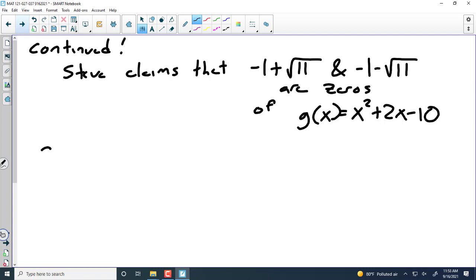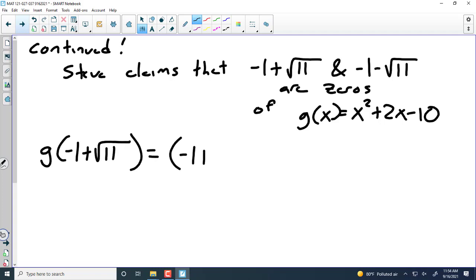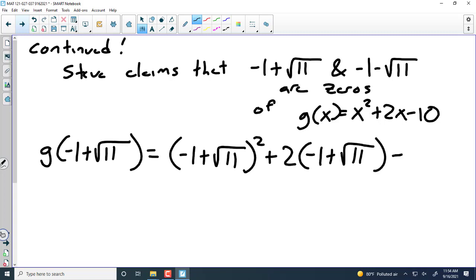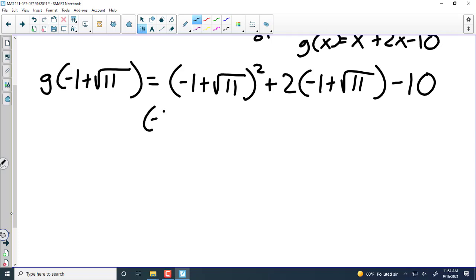That means, class, someone's having more fun than us. That means that if I plug -1 plus the square root of 11 into this function, what should I get as an answer? A 0. Everyone agree with that? A 0 is a number you plug into a function to get a result of 0. So my claim is that if I plug one of these zeros in here, this should simplify to 0. And that looks ludicrous. And in fact, we almost never do this. I'm doing this as an exercise for class. Look at this. My gosh.